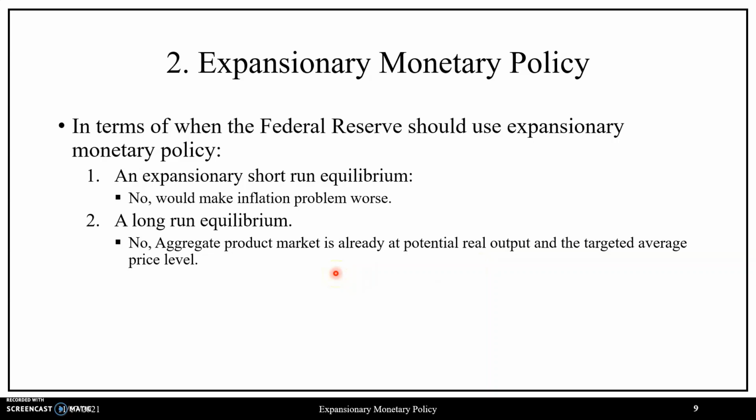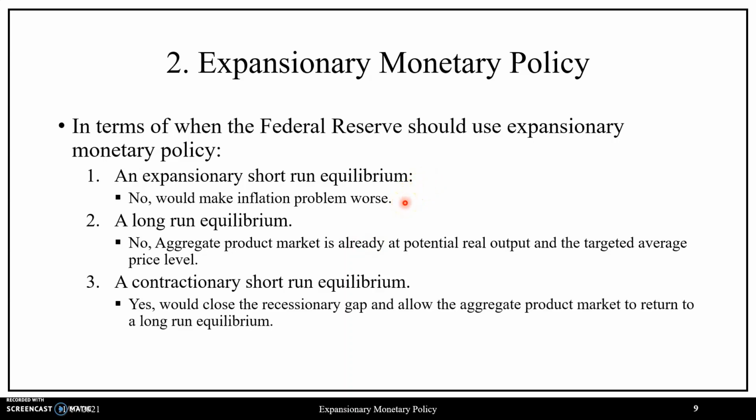So if the Federal Reserve were to increase the money supply, this would then have the effect of stimulating aggregate demand and putting us in a short-run equilibrium state. More so, an expansionary short-run equilibrium state in which inflation would be a problem. So then this leaves our third possible candidate, a contractionary short-run equilibrium.